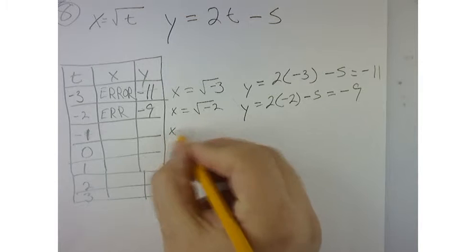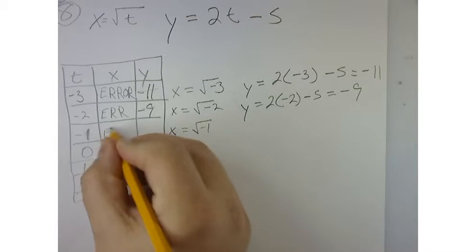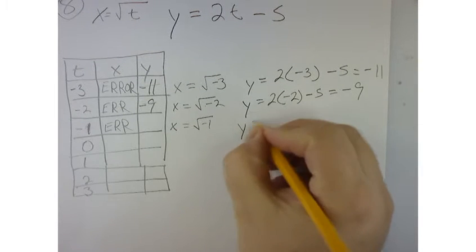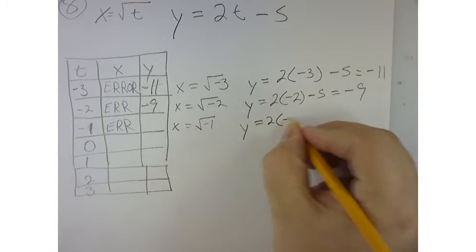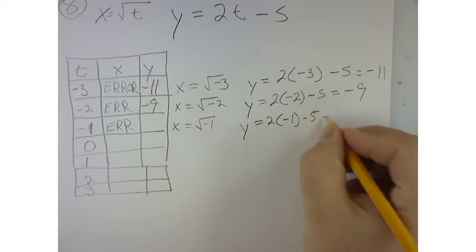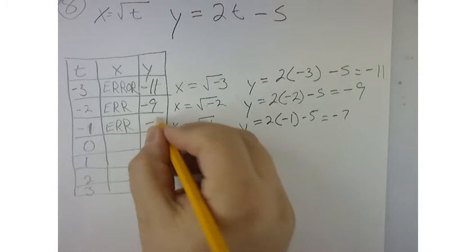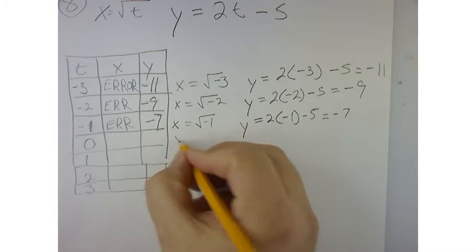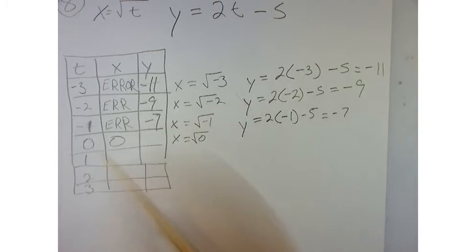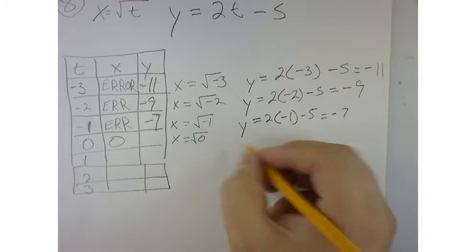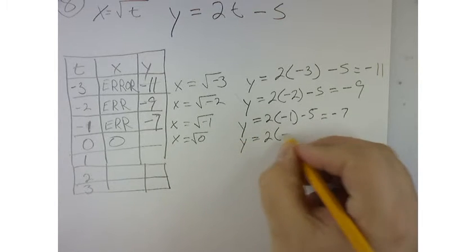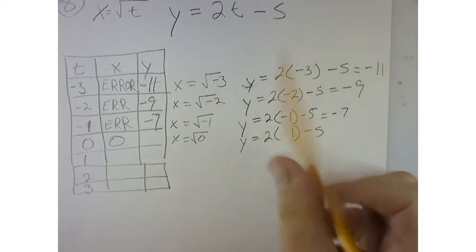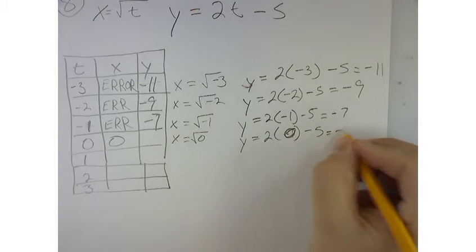So on this one, when I say x equals the square root of -1, again, it's an imaginary number. We're only dealing with real numbers today. And so here I would say 2 times t, which is -1, minus 5, that's -2 minus 5, which is -7. And so when I plug in 0, now finally I can find the square root of 0, which is just 0. And then y is equal to 2 times 0 minus 5, so this is -5.